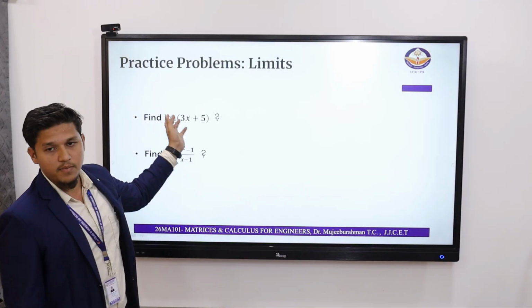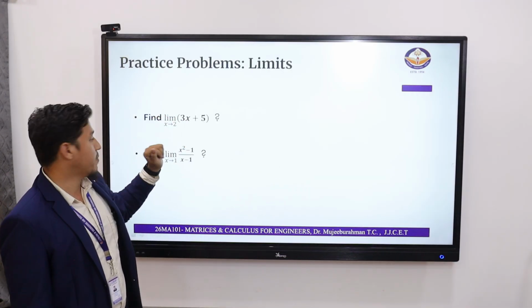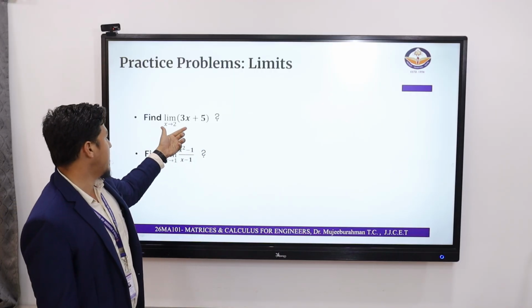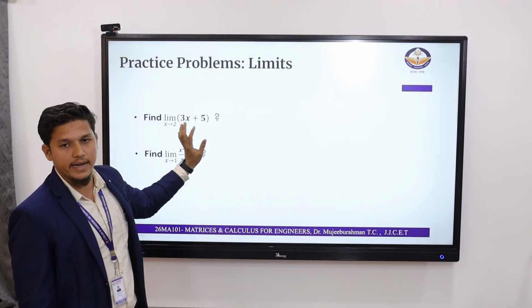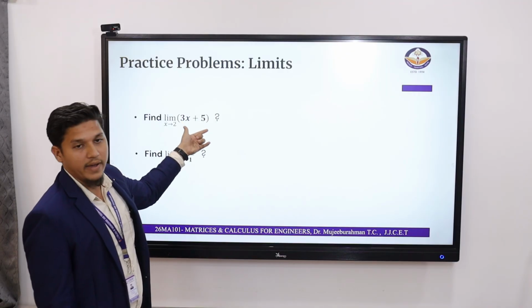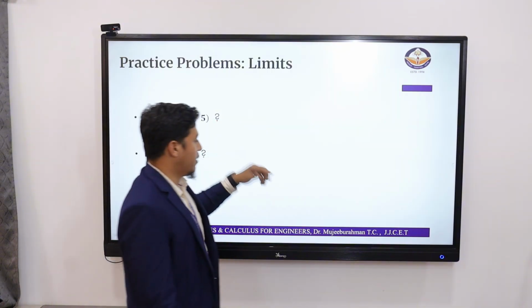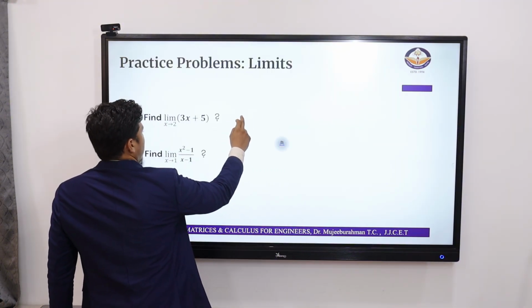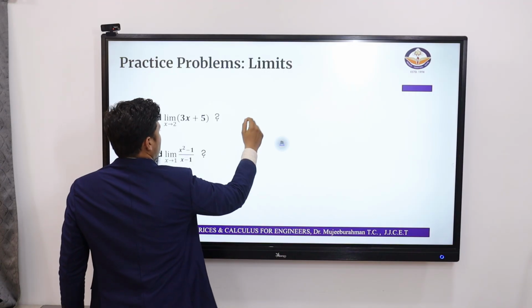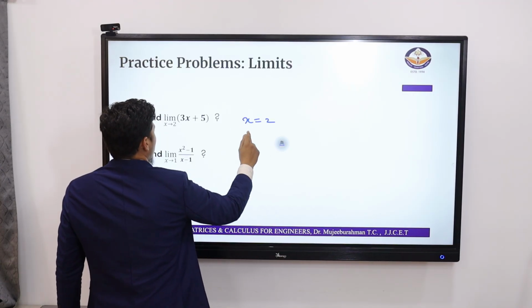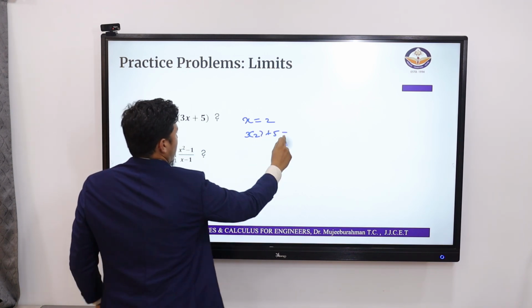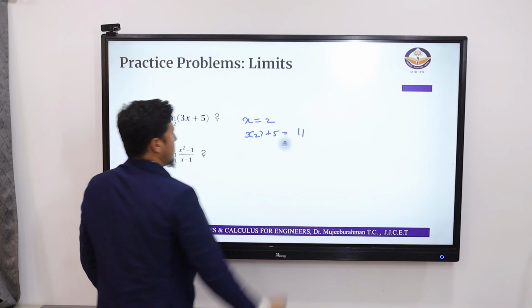Next, these are some practice problems of limits. This is how the problems of limits will be. Find the limit as x tends to 2 of 3x plus y. The idea behind this is, what is the function value when x approaches 2? Here we just substitute x equal to 2, which will give you 3 into 2 plus 5. So the value of the limit is equal to 11.